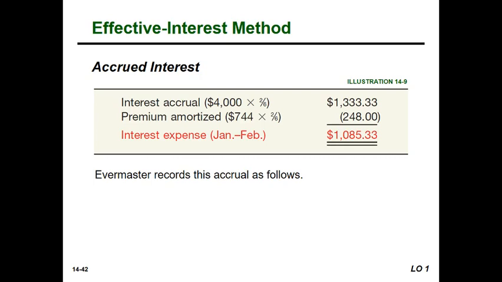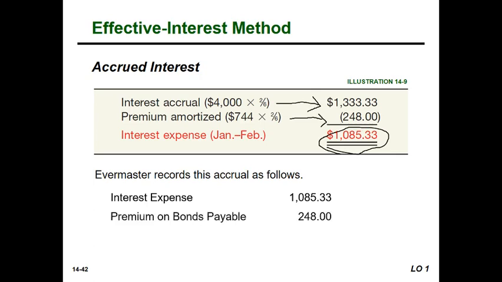To record that fractional interest period, then we would have 2/6 of the 4,000, and then we have 2/6 of the 744 for that period. And we would enter that 1,085.33, which is the difference, as our interest expense. And then we would have the premium on bonds payable for 248 and the interest payable representing the amount of full interest that we'll need to leave for 2 months at $1,333.33.